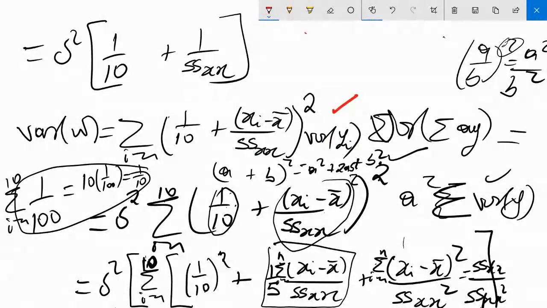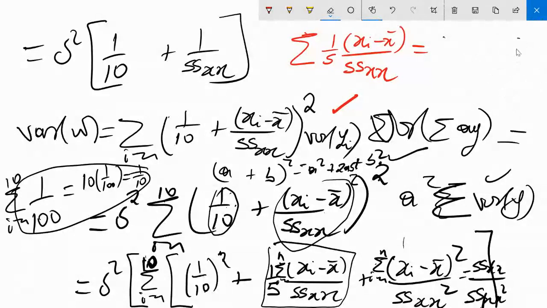The second term is the summation of 1 over 5 (xi minus x bar) over SSxx. So 1 over 5 is a constant, we take it out. And also that one is a constant, by the way, SSxx. So we are taking that part out. We are going to have 1 over 5 SSxx. This is 5, not s.